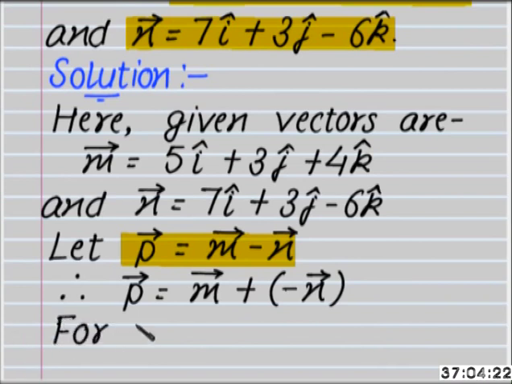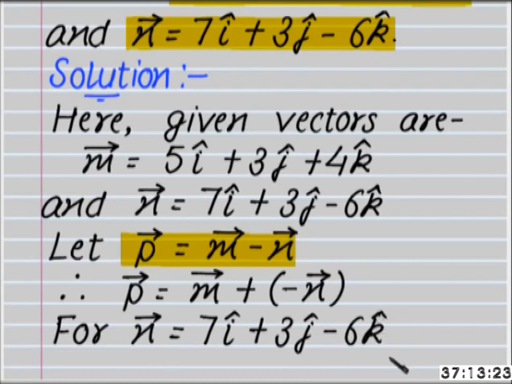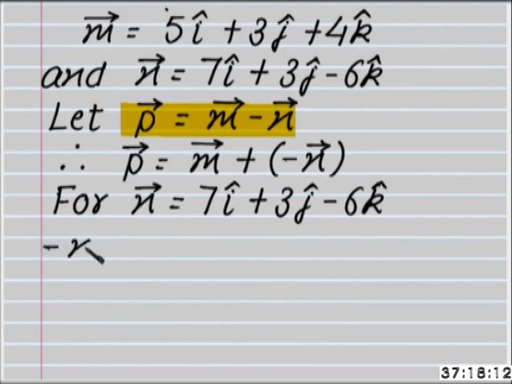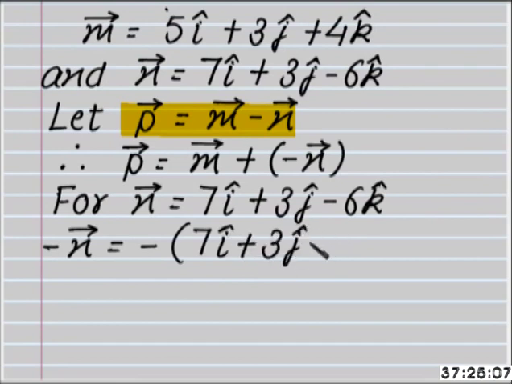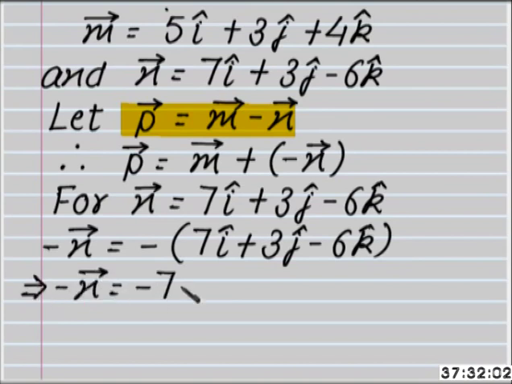So for vector n, that is equal to 7 i cap plus 3 j cap minus 6 k cap, its negative or additive inverse, that is negative vector n, is equal to minus of (7 i cap plus 3 j cap minus 6 k cap), implies that negative vector n is equal to minus 7 i cap minus 3 j cap plus 6 k cap.